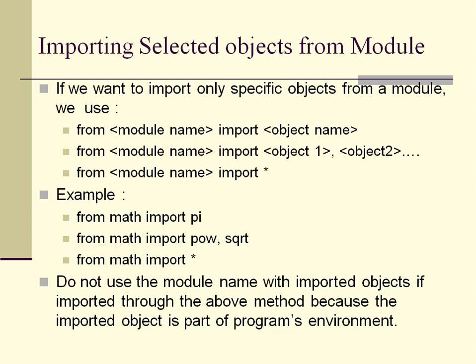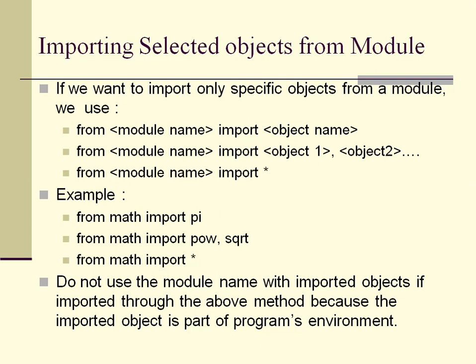Next, importing selected objects from a module. You have already seen the statements. So the first statement is from module name import object name. Another case is from module name import object 1 comma object 2 comma and so on. And the third method is from module name import star, everything. That means all the objects will be imported.